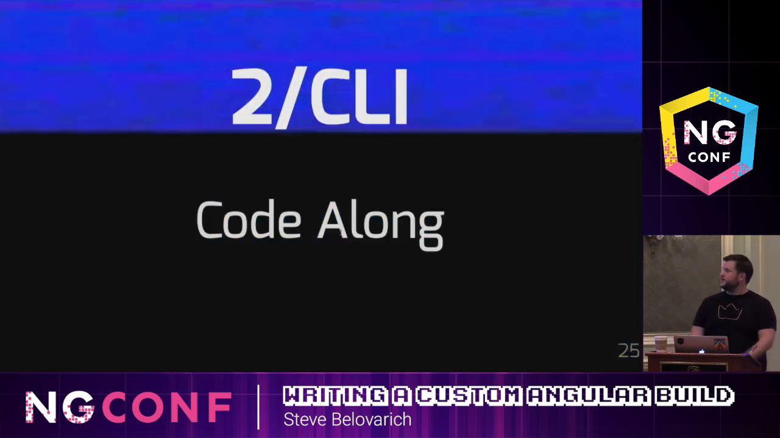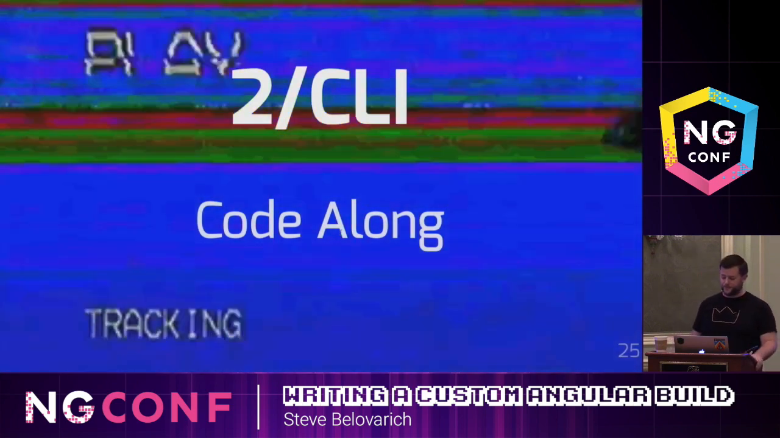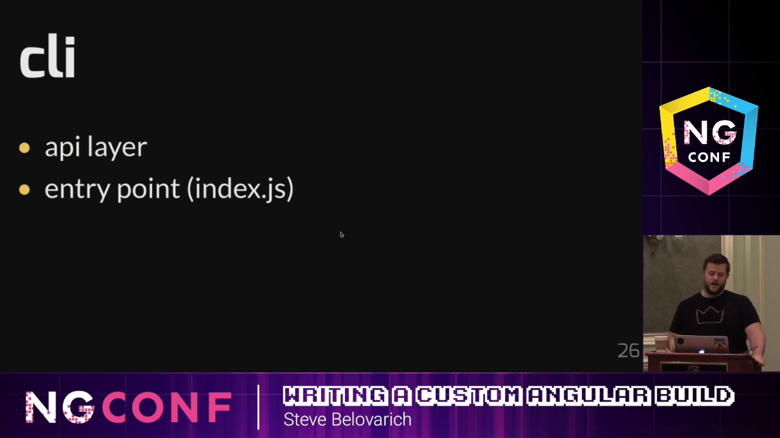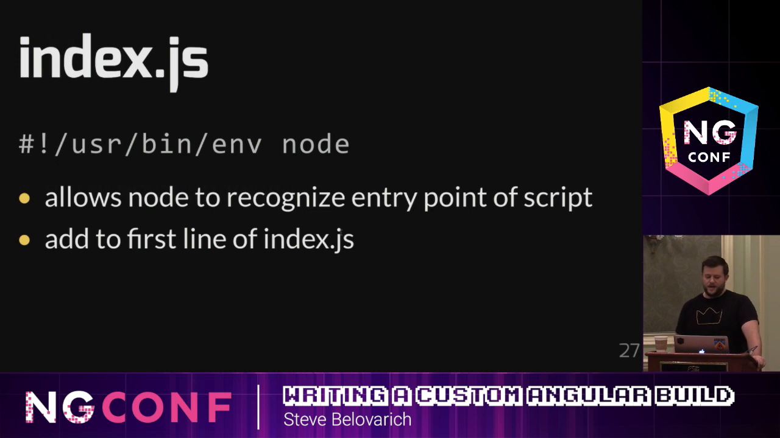So we're going to build our own CLI today. This portion is just a code along where you can just follow along. I'll write some code and you can write it along with me. The CLI is an API layer for our build tooling, and it has an entry point, which is our index.js. Now, I don't want you to confuse this with the Angular CLI, right? We're writing our own today. Because who wants to write build tools without a convenient way to use them, right?